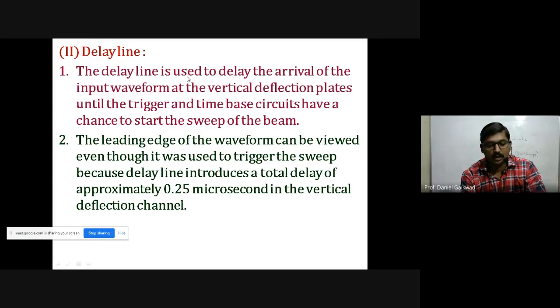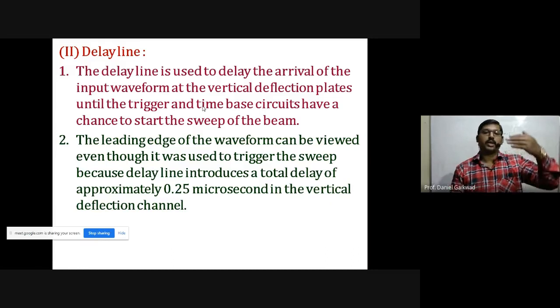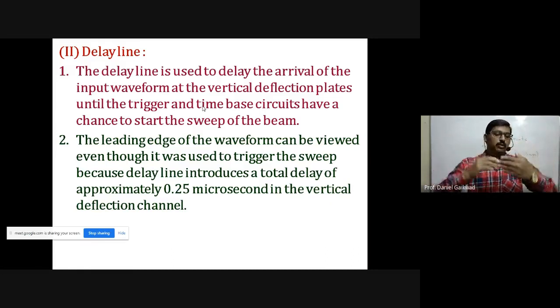The delay line is used to delay the arrival of the input waveform at the vertical deflection plates until the trigger and time-base circuit have had a chance to start the sweep of the beam. Check carefully, we already learned that in the last lecture also. That is the matching of the vertical as well as the horizontal. These two should be matched, and for that matching we have the delay line circuit.